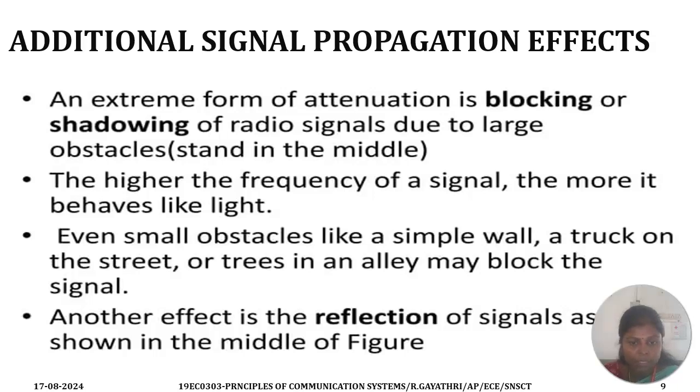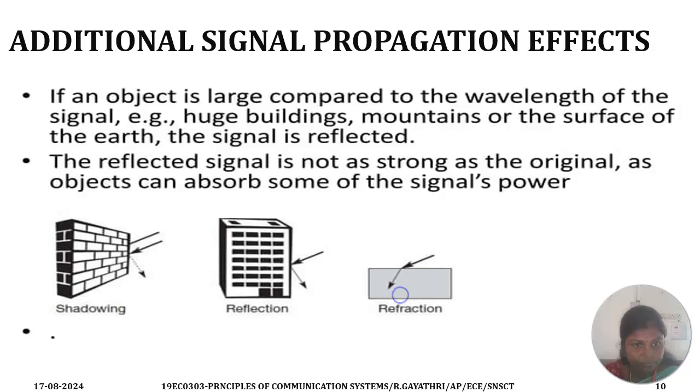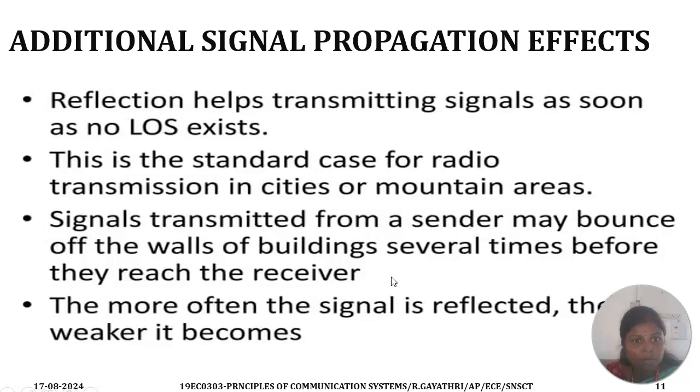Another effect on the signal is reflection. If the object is large compared to the wavelength of the signal, such as a huge building or the surface of the earth, the signal is reflected. The reflected signal is not as strong as the original. The objects can absorb some of the signal power. These are some of the signal propagation effects: first one, shadowing, reflections and refractions. The reflections help in transmitting the signal when no line of sight exists. This is the standard case for radio transmission in cities and mountain areas.